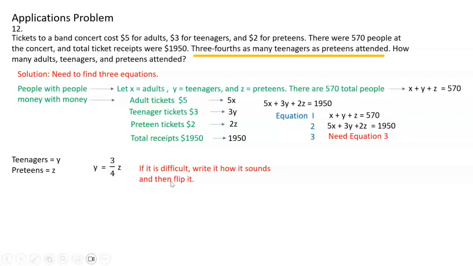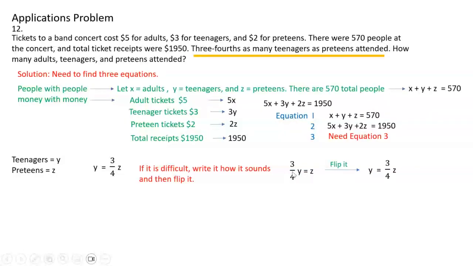Write it how it sounds, and then flip it. Maybe the word "flip it" is not the right word to use, but this is what I mean. Doesn't it sound like 3/4 teenagers? So write it how it sounds: 3/4 y = z, and then you put the 3/4 where the z is. That's what I mean by flip it. Maybe that's the wrong word to say, but what I mean is that the 3/4 goes with the z.